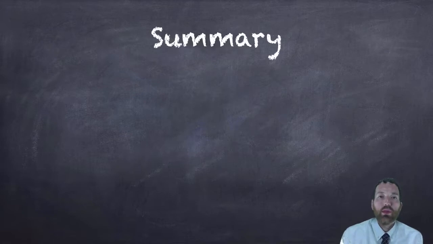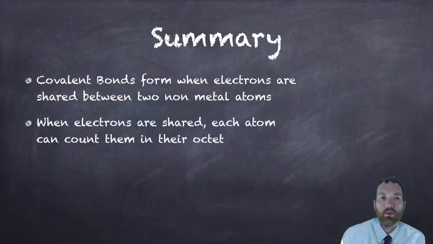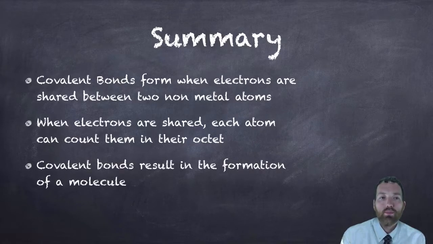So let's wrap up here. Covalent bonds are formed when electrons are shared between two nonmetal atoms, not to be confused with an ionic bond, which is a transfer of electrons between a metal and a nonmetal. So when you think ionic, think transfer. When you think covalent, think share. We're sharing electrons, and it's always between nonmetals, things on the right-hand side of the periodic table. When electrons are shared, each atom can count them in their octet and make stable, happy outer shells, which will result in stable molecules.